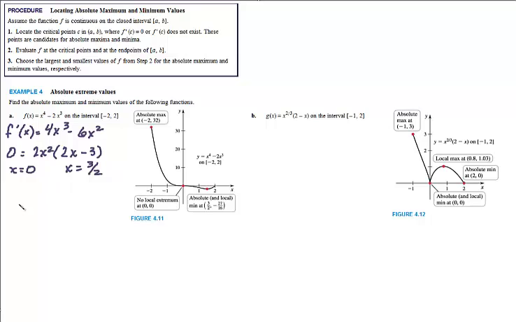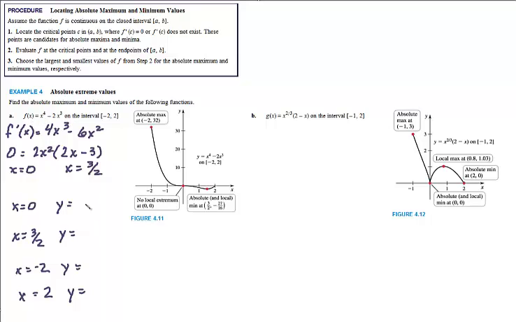The next thing I'm supposed to do is evaluate f at the critical points and at the endpoints. So I chunk in some numbers: x equals 0, x equals 3/2, and my interval is x equals negative 2 and x equals positive 2. And then I'm going to get the y values for each of these, just going back to your original function and plugging in those x's.